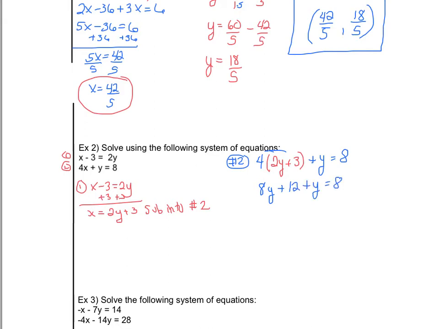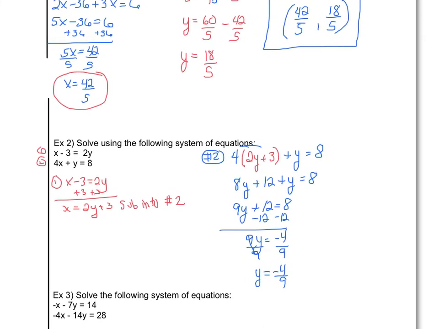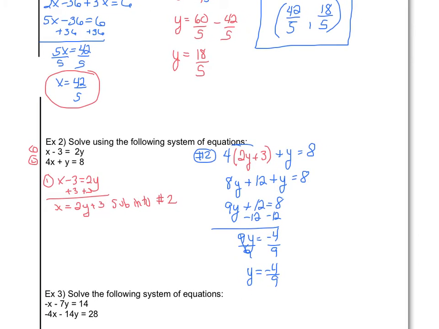I'll combine my like terms. I'll subtract. And I'll divide by 9. And I get y equals negative 4 over 9. Once I know what y is, I'm not done because I know I intersect at a point, x comma y, so I have to find what x is.